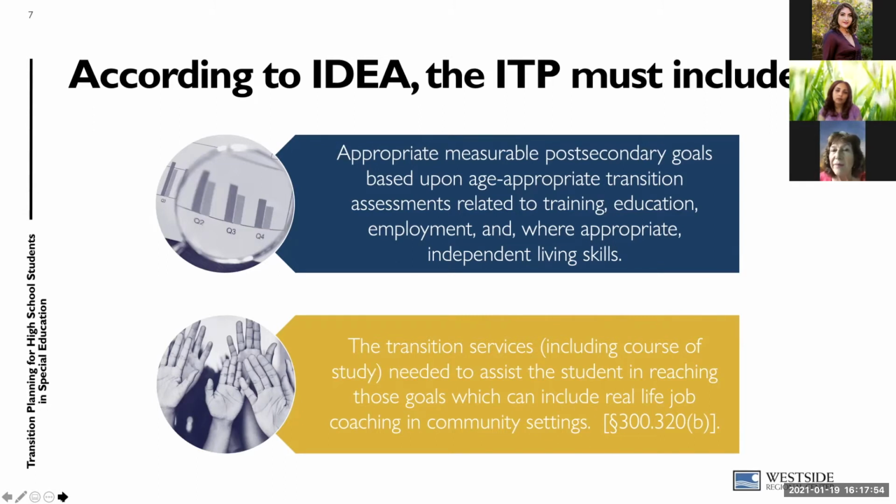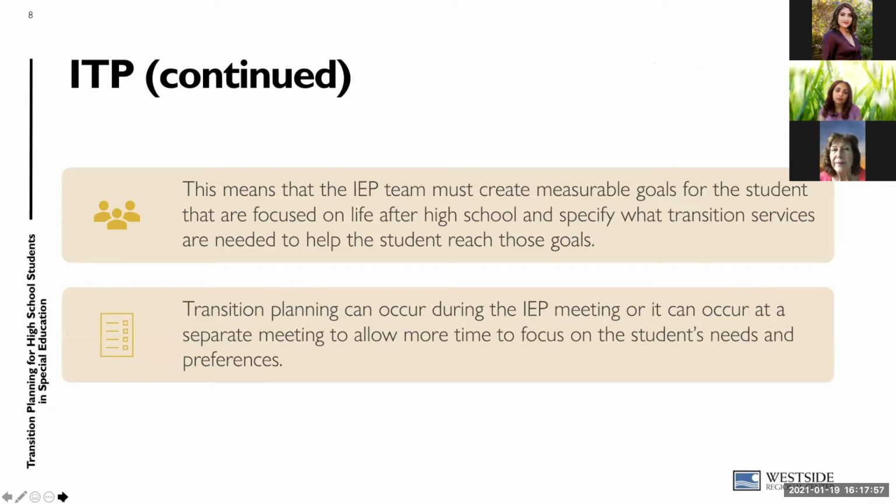So next, ITP. This means the IEP team must create measurable goals for a student that are focused on life after high school and specify what services are needed to help the student reach the goals. That's an important piece, to look at the services. Oftentimes we're in meetings and they'll write the goals, but they won't provide the support services for the student to meet the goals. So that's something that's very critical. It's not only goals, but also looking at services.